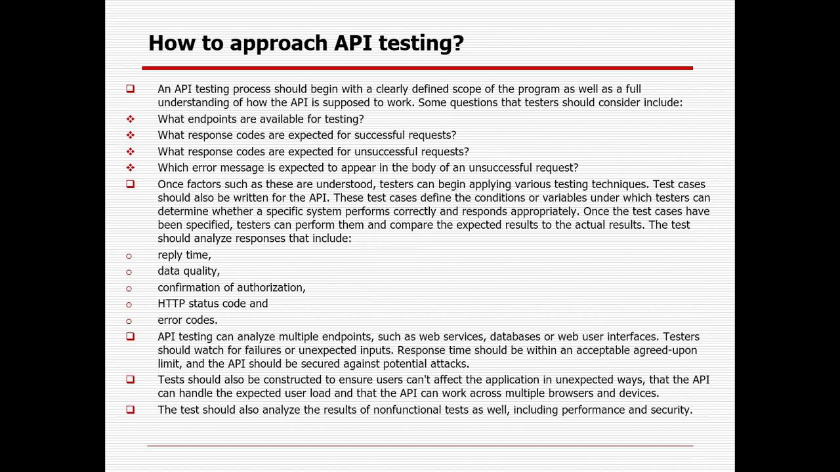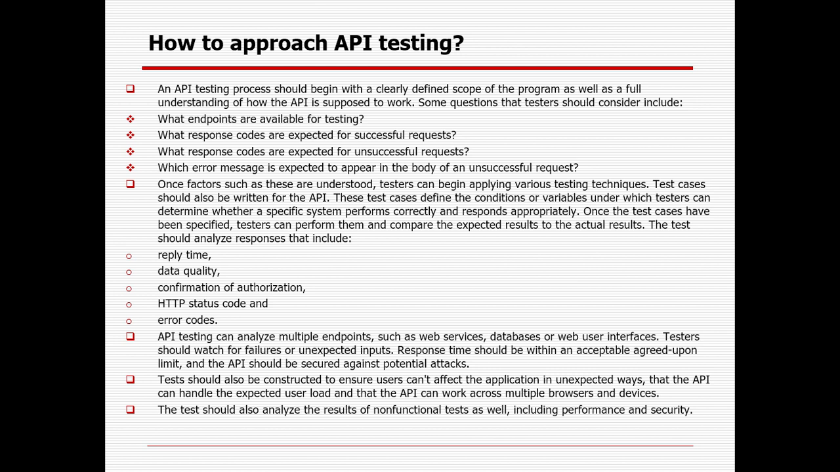Then, how to approach API testing. An API testing process should begin with a clearly defined scope of the program as well as a full understanding of how the API is supposed to work. Some questions that testers should consider include: what endpoints are available for testing, what response codes are expected for a successful request, what response codes are expected for an unsuccessful request, and which error message is expected to appear in the body of an unsuccessful request. So these are the different things testers should always consider.